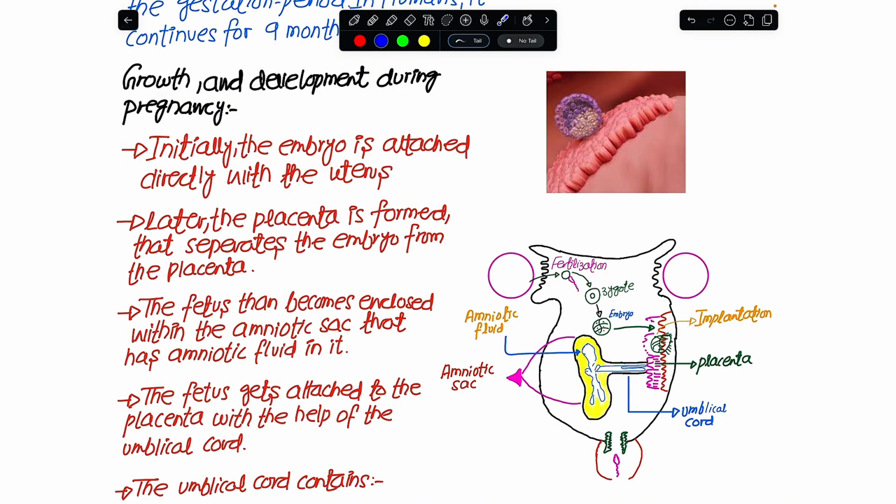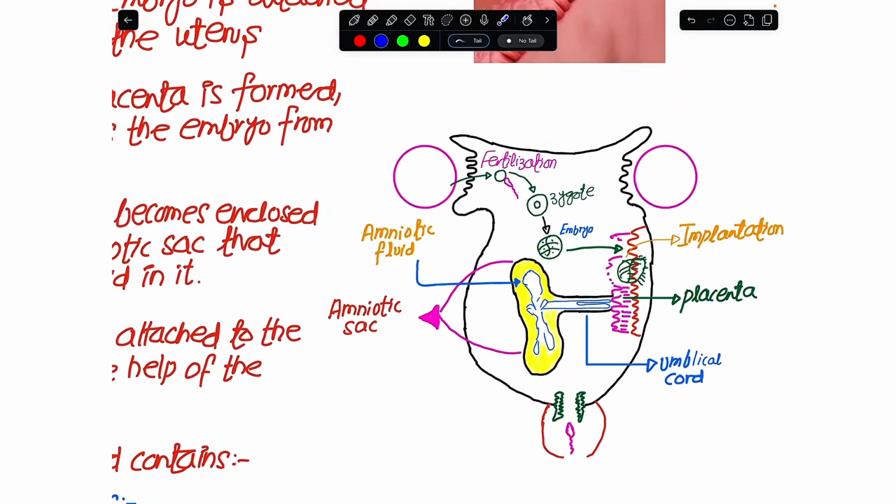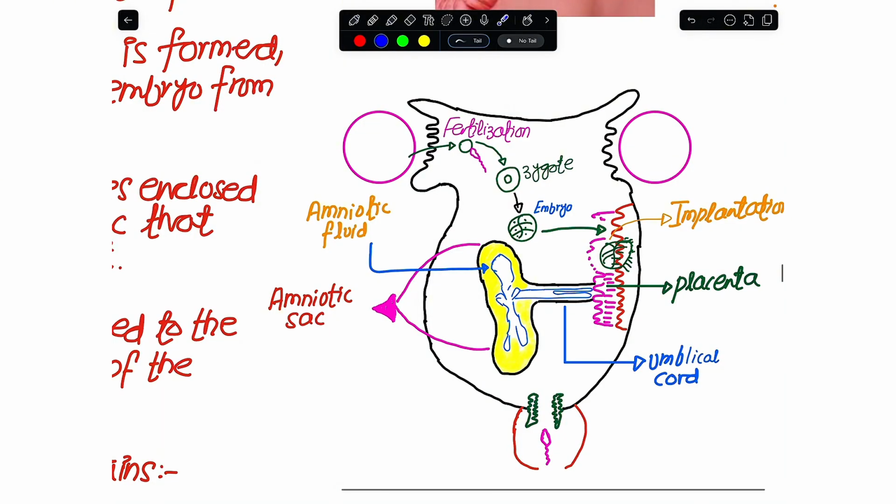So if you remember from above, what we saw was that the embryo that we got initially is directly attached to the uterus or to the uterine lining. But later, as the growth and development progress, the embryo detaches itself from the uterine lining and starts developing another specialized organ, which we regard as the placenta.